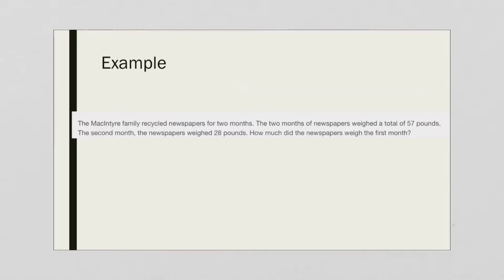All right, so let's look at this. The McIntyre family recycled newspaper for 2 months. The 2 months of newspapers weighed a total of 57 pounds. The second month, the newspapers weighed 28 pounds. How much did the newspapers weigh the first month? So always look at your question mark, and that tells you what you're looking for. And so now I'm going to identify a variable.